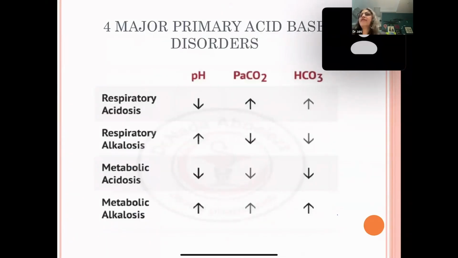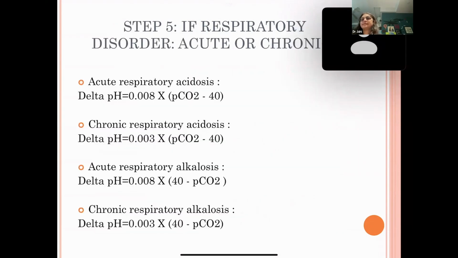So what do you get? Four major disorders you'll get as respiratory acidosis, respiratory alkalosis, metabolic acidosis and metabolic alkalosis. ठीक है, respiratory acidosis में क्या हो रहा है? pH कम हुआ, PaCO2 ज्यादा हुआ, बाइकार्बोनेट भी ज्यादा हुआ. अभी बाइकार्बोनेट we are not considering. Respiratory alkalosis, pH increases, PaCO2 decreases. Metabolic acidosis, pH decreases, CO2 decreases. Metabolic alkalosis, pH increases, PaCO2 increases. Same direction metabolic, opposite direction respiratory. इस step में यही याद रखना है.